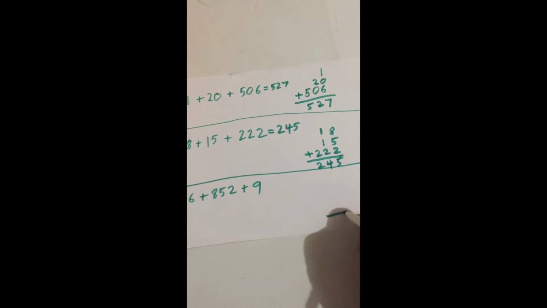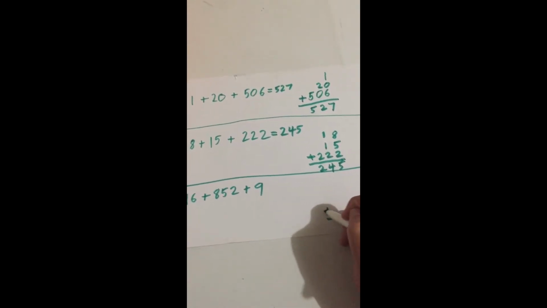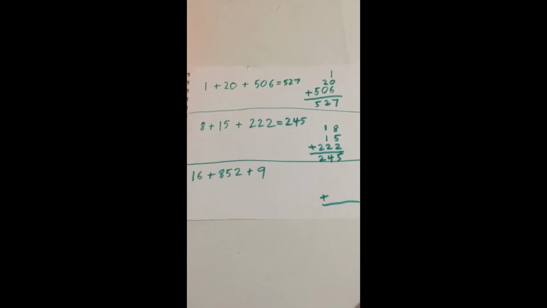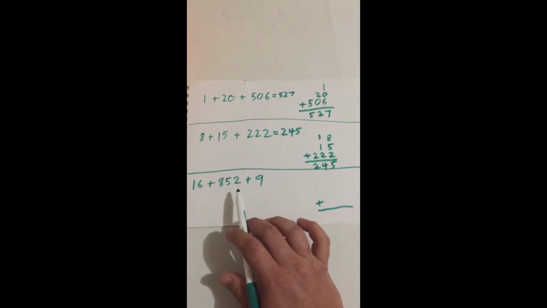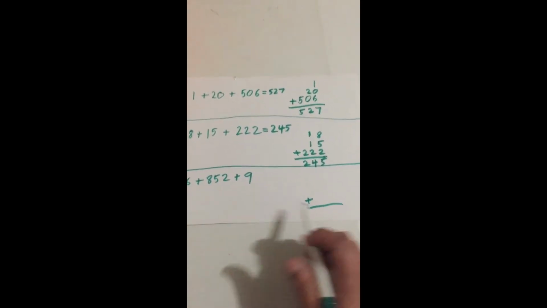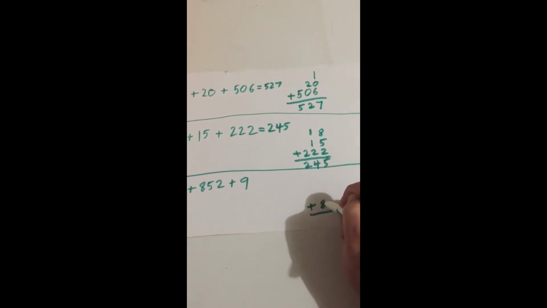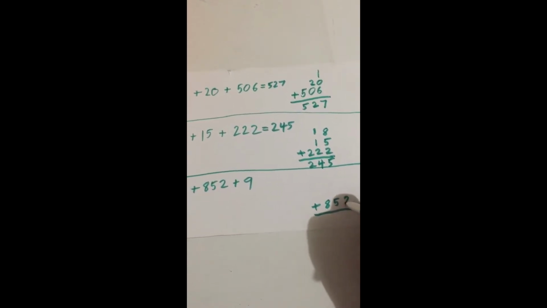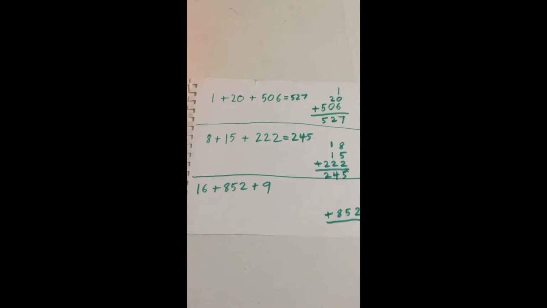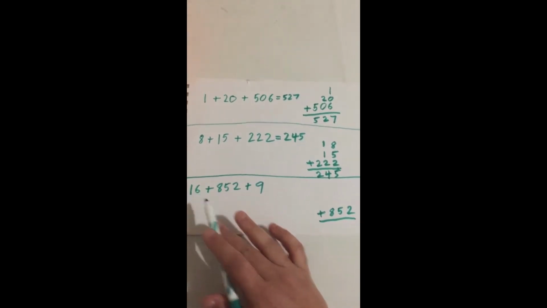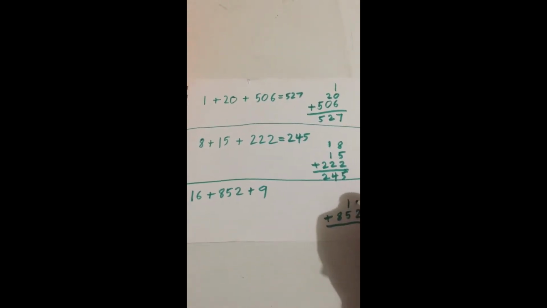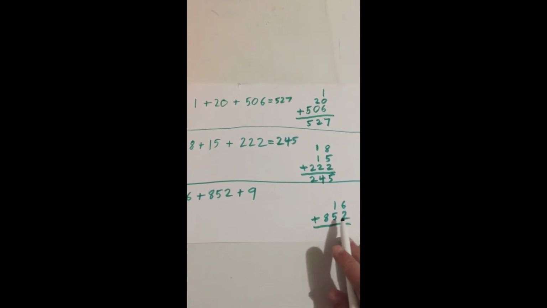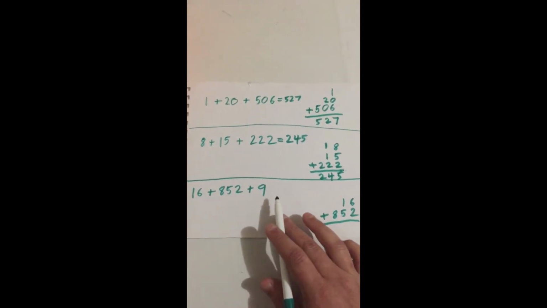So our next one is 16 plus 852 plus 9. So let's go ahead and draw our line with our plus symbol, right? And we'll do this math. Which one's the biggest number? Okay, 852, obviously the biggest number, right? So we'll go ahead and write our 852. And then our next biggest number is this 16 right here. And we'll always keep to the right when we write our numbers above. So 16. See how we did that? And then the last one is a 9.